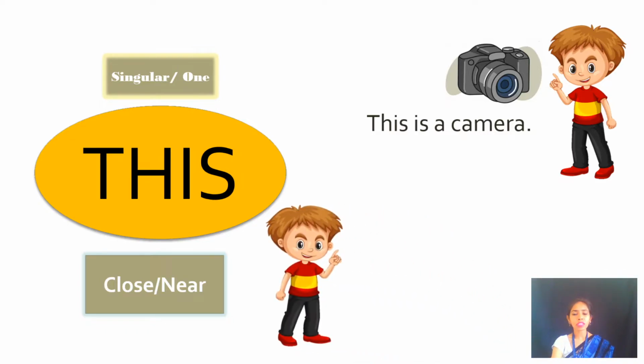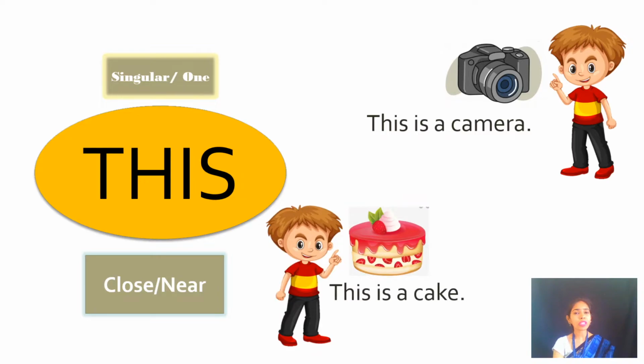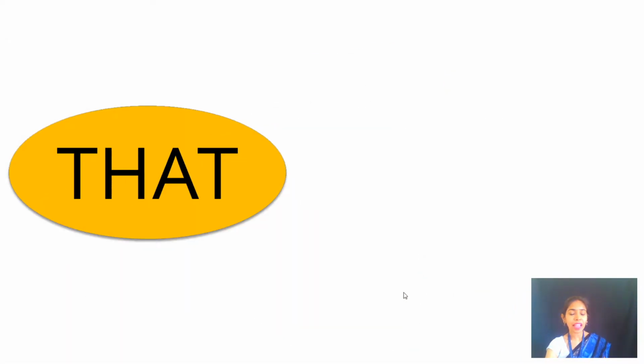Now see one more example. Now what is the boy pointing out? Cake. So can you see the cake is quite close to the boy. Cake boy के पास में रखा हुआ है. So that's why the boy is saying this is a cake. ये एक केक है. Because the cake is close to the boy. So that's why the boy is saying this is a cake. Right?